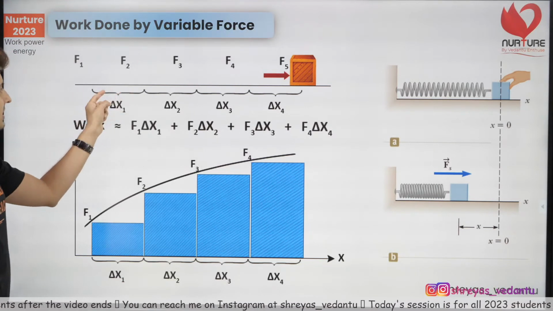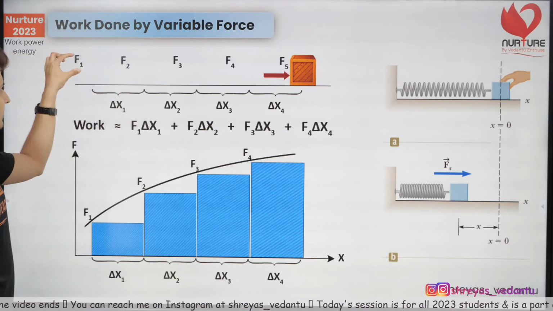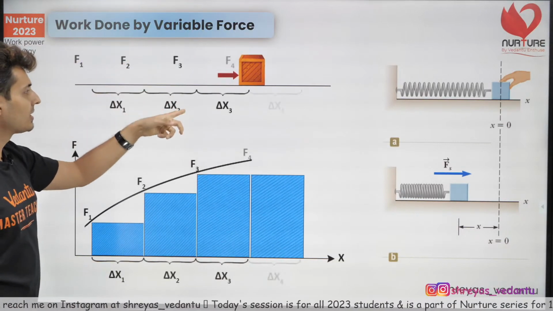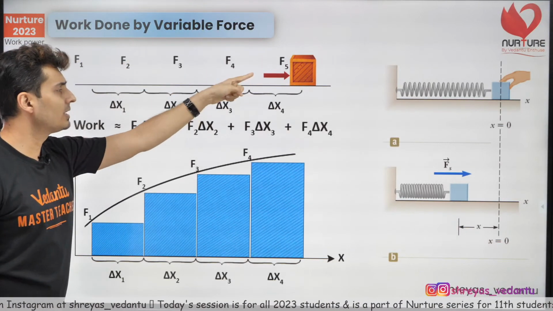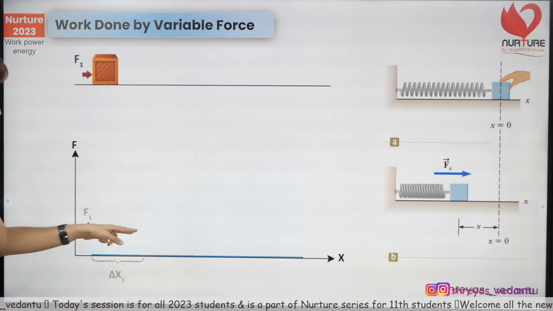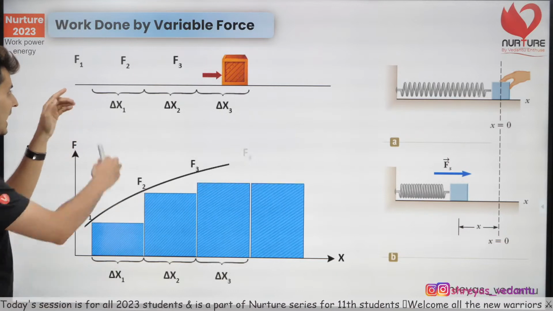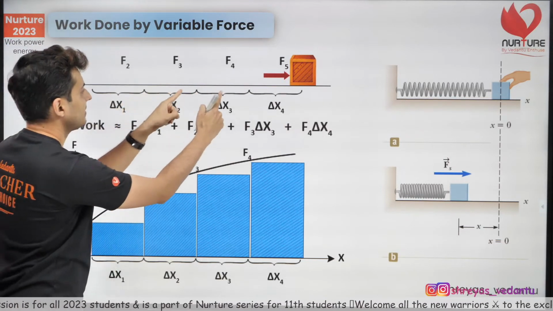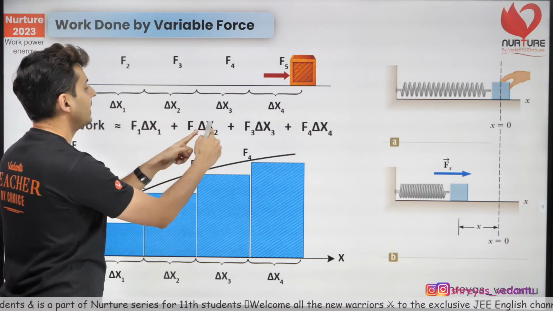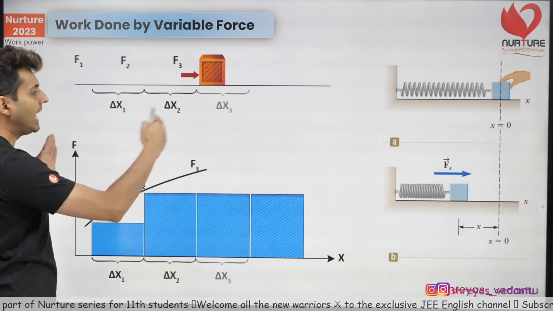This block moves a small displacement, delta x, and the force is F1. Further displacement, delta x2, new force. New displacement, new force. Every time the force is different for different displacements. So you need to calculate the work done in each and add them up. F delta x1, F delta x2, F delta x3, add them up.